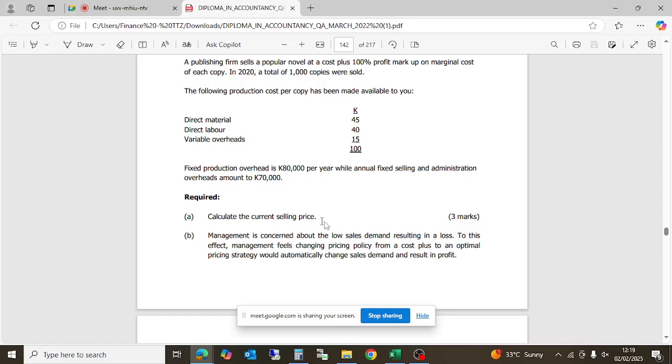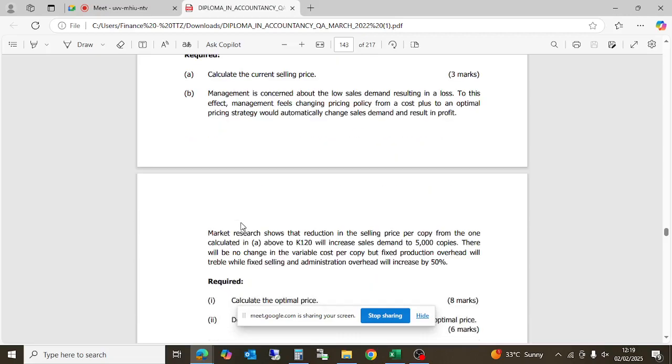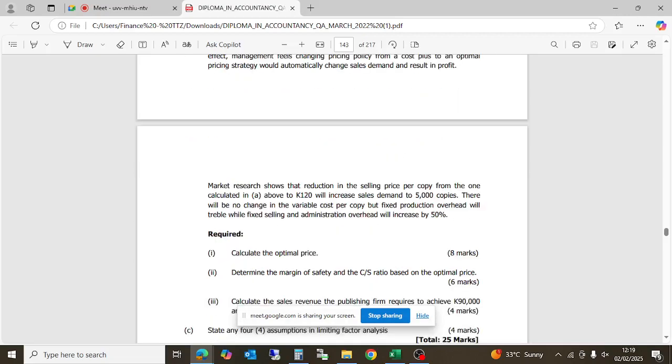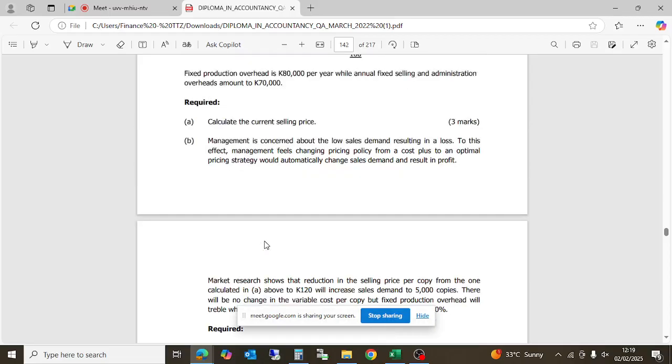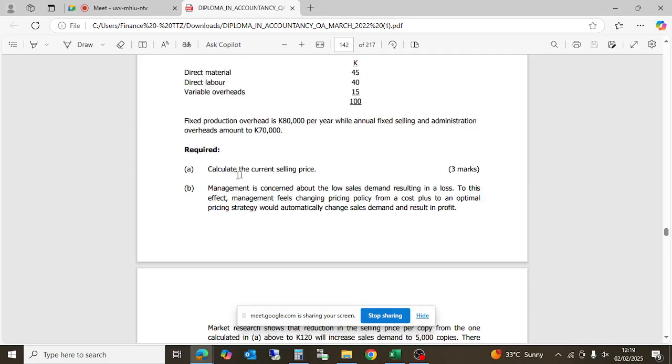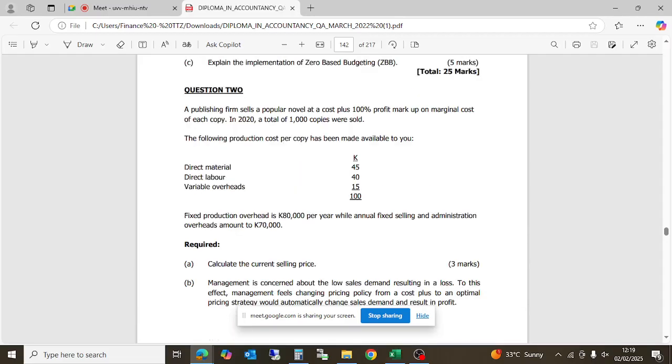Calculate the current selling price. That's the first requirement. And number two, they've given us this information and they want the optimal price. So we'll start with the first one. What they are telling us is a publishing firm sells a popular novel at a cost plus 100% profit markup on marginal cost of each copy.